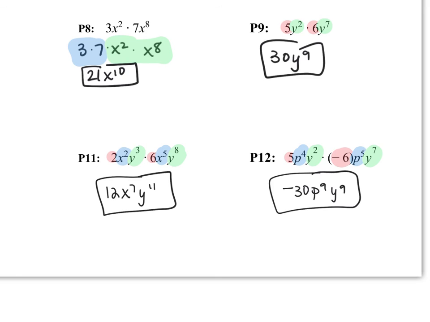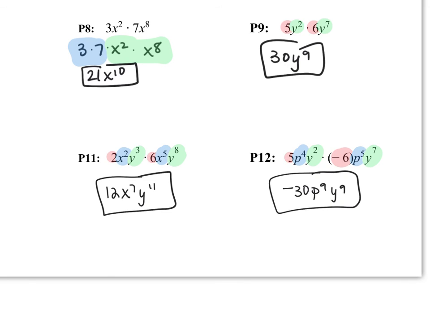So on example 11, I'm going to multiply my two numbers. 2 times 6 is 12. X to the second times x to the 5th. Since I'm multiplying with the same base, I can add their exponents for x to the 7th. Y to the 3rd times y to the 8th, same reasoning, would be y to the 11th. Final answer, 12 x to the 7th, y to the 11th.